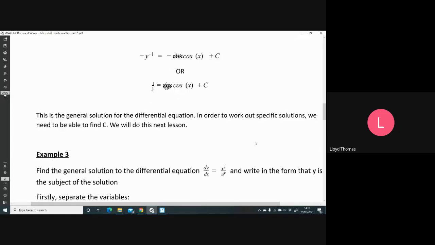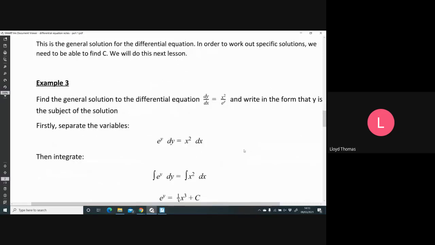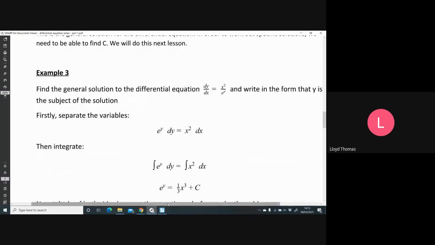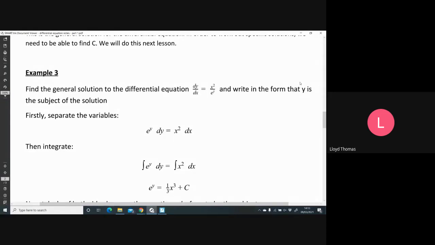And example 3. There's an important point here. I may have cut it off. This bit here. So the question asks me to find the general solution to this differential equation, dy by dx is equal to x squared over e to the y, an x term and a y term, and write that in the form where y is the subject. So I'm going to follow exactly the same steps that I've been doing up to this point, but I'm going to rearrange it afterwards to make sure that it is y equals at the very end.